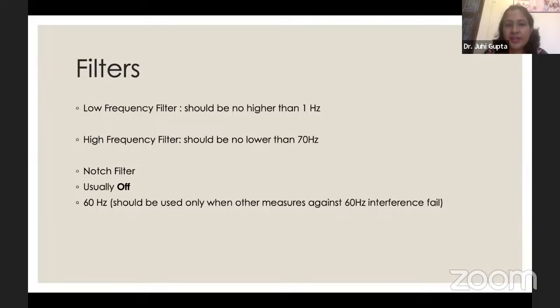The low frequency filter, which should not be higher than 1 hertz. High frequency filter, no lower than 70 hertz. Notch filter, which is a 60 hertz filter. It is usually off and should be used only when the other measures against this interference fail, or in ICU settings.